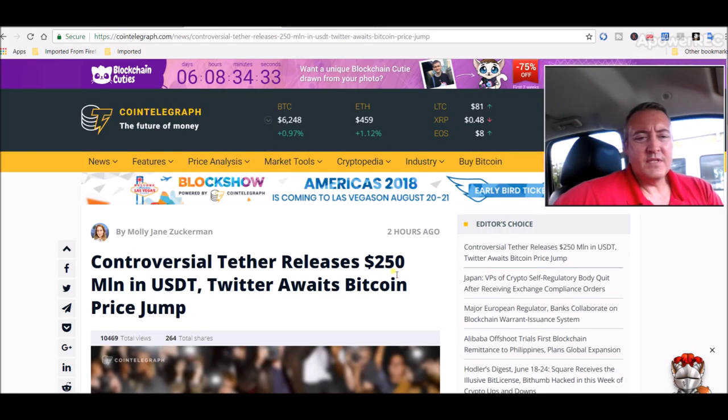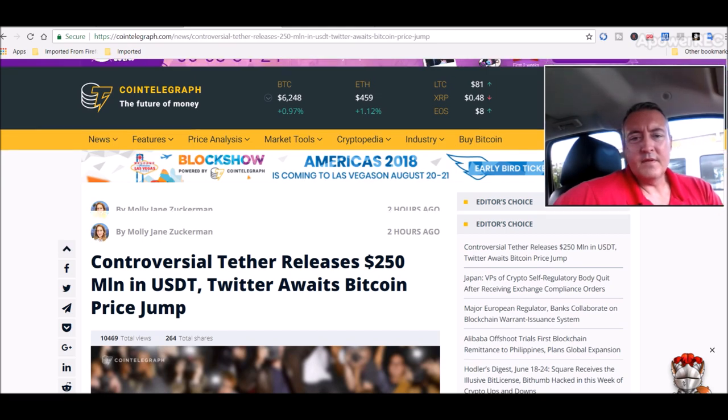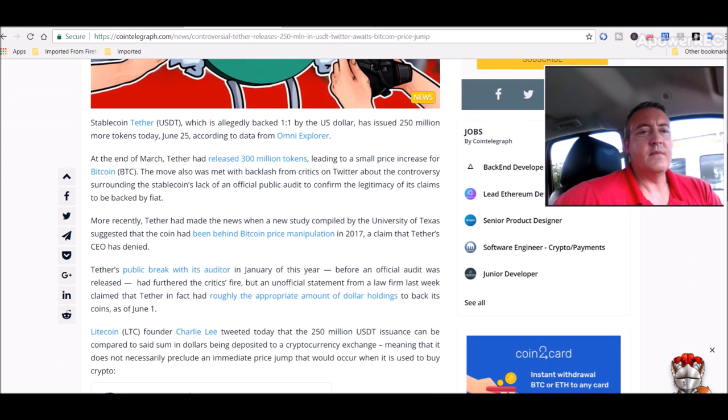Some Bitcoin news. Controversial Tether releases $250 million in U.S. dollars. Twitter awaits Bitcoin price jump. So, looks like somebody invested $250 million, bought some Tether. And usually that means they're going to be getting into crypto.